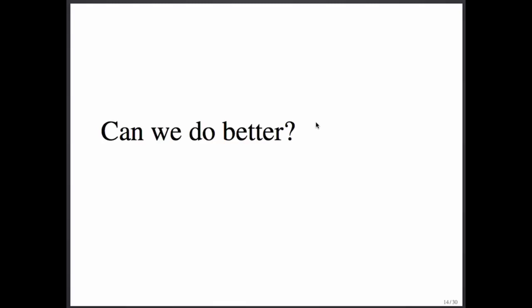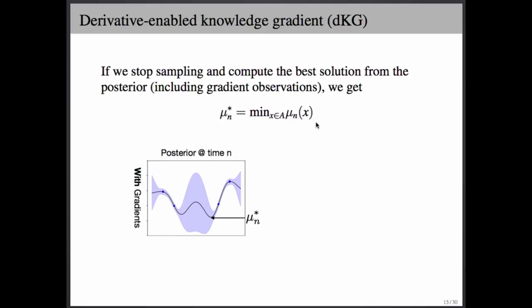Our core contribution is a novel acquisition function that makes better use of gradients in the context of Bayesian optimization. To explain this method to you, I'm going to ask you to do a thought experiment. Imagine that we've taken n samples of the function and its gradient.